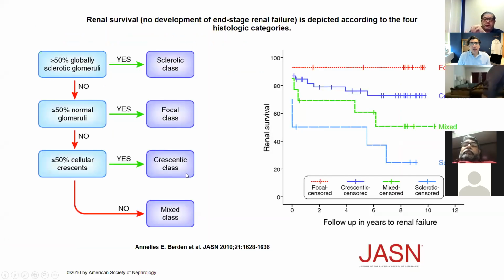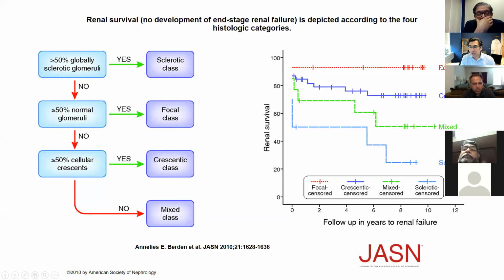Going to looking at how these histological patterns have an impact on the outcomes, and also some sort of a classification. You can either have more than 50% globally sclerotic glomeruli, or more than 50% normal, you call them focal class, or if more than 50% has cellular crescent, then you call them crescentic class. And if none of these patterns fits, it's a mixed class. It's really like a stepwise upgradation.